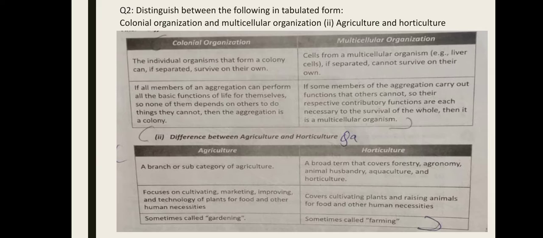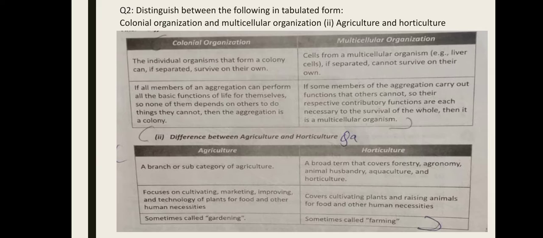Multicellular organization. Cells from a multicellular organism, if separated, cannot survive on their own. If some members of the aggregation carry out functions that others cannot, so their respective contributory functions are each necessary to the survival of the whole, then it is a multicellular organism.